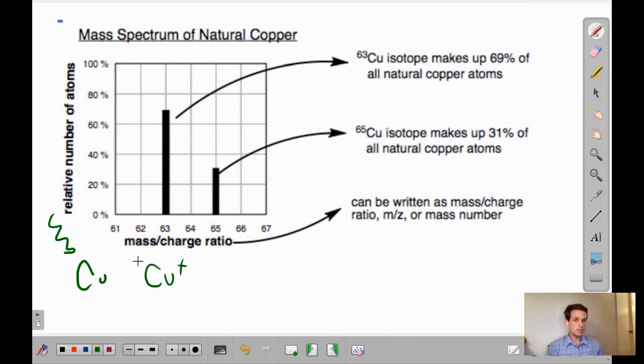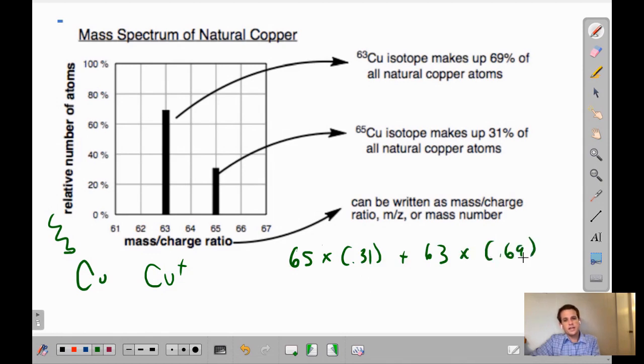And we produce something like this. This is a mass spectrometer reading, which means that 69% of them were copper 63 and 31% were copper 65. So then we can use this data to create a weighted average. If we were doing this for real to calculate the atomic mass, we could do 65 times 0.31, which is 31%, plus 63 times 0.69, right? And then we add it all up together and we would get something pretty close to 63.55, which is the one from the periodic table.